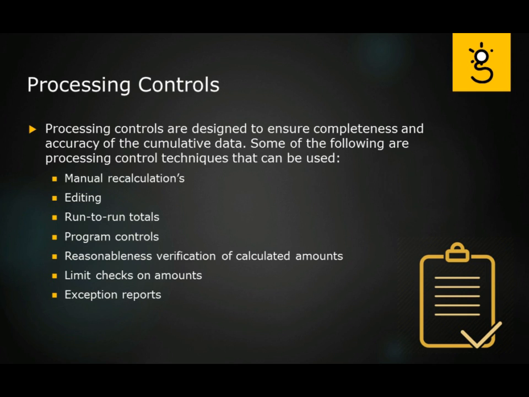Your processing controls are designed to make sure we have completeness and accuracy on all of the data. Some of the following processing control techniques you can use are things like your own manual recalculations, verifying what comes out was what you expected, editing run-to-run totals, different types of program controls, reasonableness verification of the calculated amounts, maybe limit checks on amounts or exception reports. These are all things we do to look at or view or control or verify the processing.